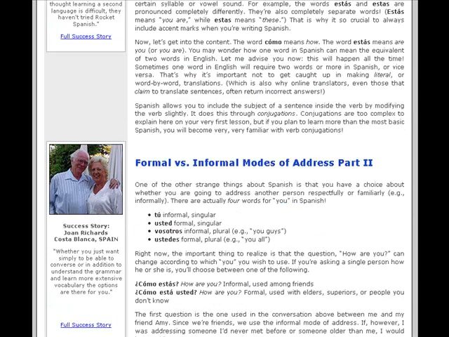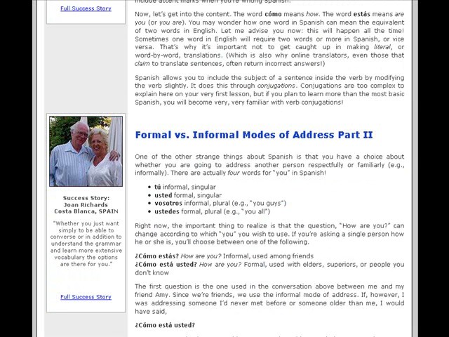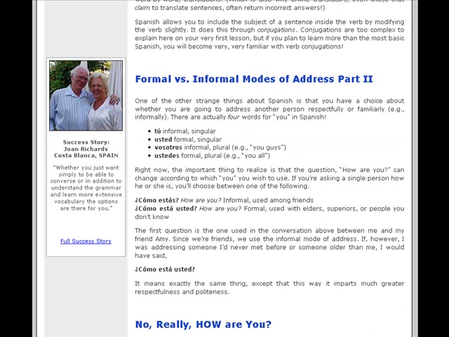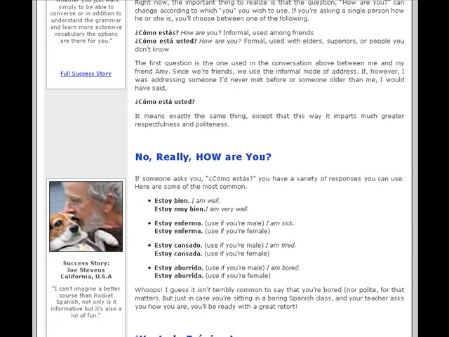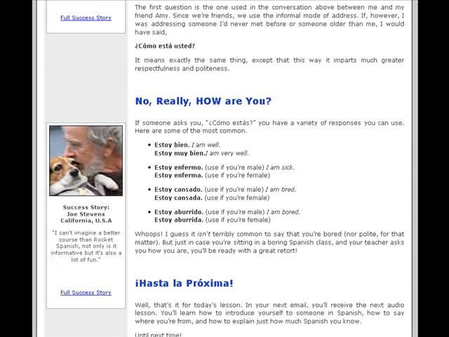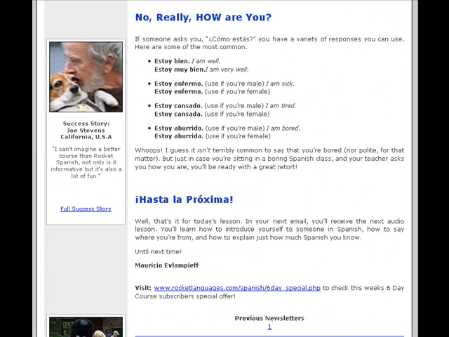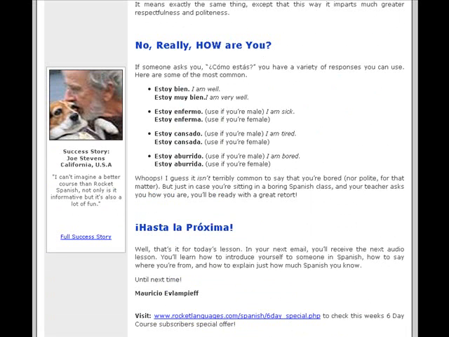If we go down just a little bit further, there's also formal versus informal modes of addressing people: tú, usted, vosotros, ustedes, and all very important things when you're talking to other people in Spanish. And then there's another conversation here, talking no, really, how are you, and how to use that properly. And you can tell they take everything very seriously when they do this program, and it's very important that you easily memorize and everything makes sense, because some languages don't make sense right away, and it's pretty tough to understand.